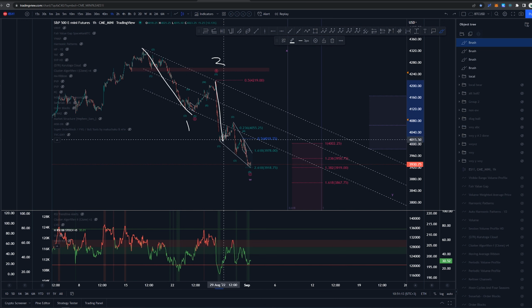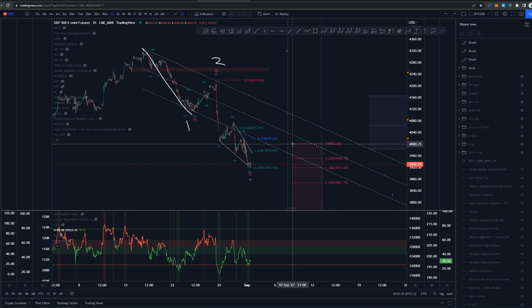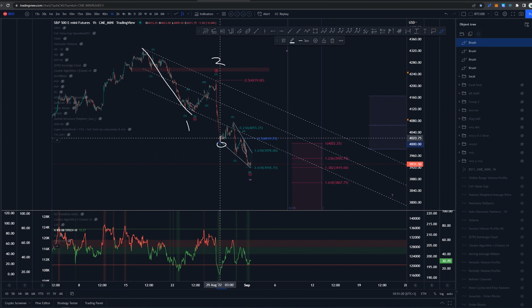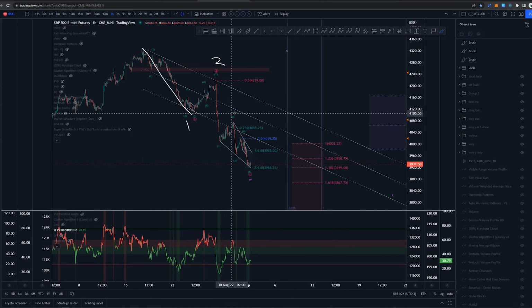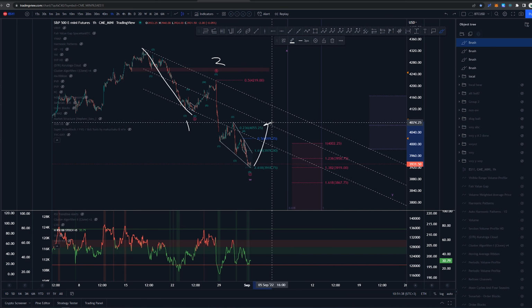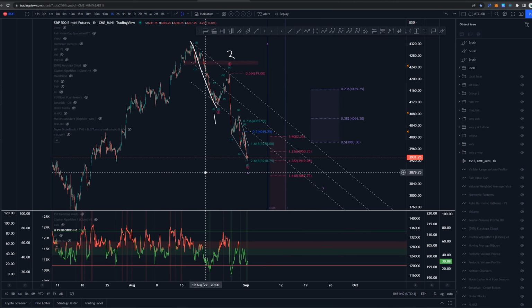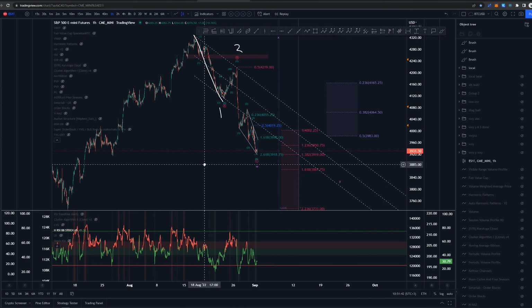If we have this as a 1, 2, we can have that 1-to-1 extension just below here, so that would make sense. Now the wave 2 is very small in here, so that's why I don't really prefer that. But again, it is still a possibility that wave 2 is so small. But yeah, that is just another idea if we're going to be breaking these lows. I've got my long setup already, so I'm looking for higher prices here. But we'll see how it turns out.